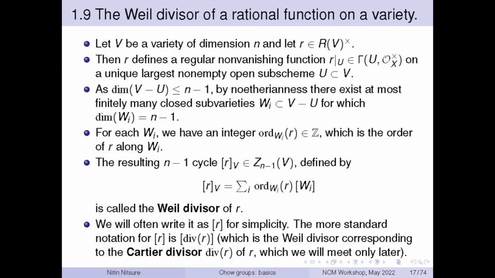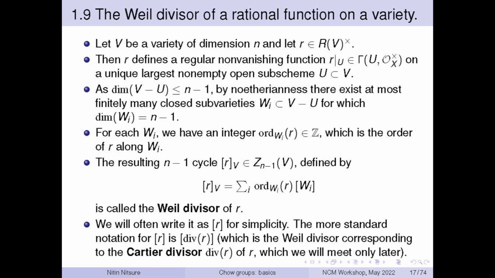Because all of these W_i's, which are components of the zeros of the numerator and zeros of the denominator, are codimension 1, I get this cycle. It's a formal finite sum. The sum is finite, as was explained here, finitely many codimension 1 closed subvarieties. And that is called the Weil divisor of this rational function R.